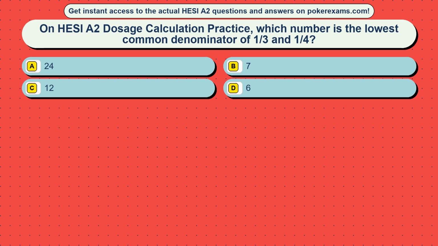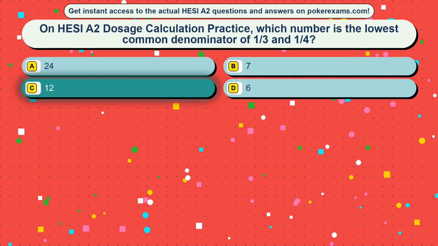Question 24. On HESI A2 dosage calculation practice, which number is the lowest common denominator of 1/3 and 1/4? Option A, 24, option B, 7, option C, 12, option D, 6. The correct answer is option C, 12.